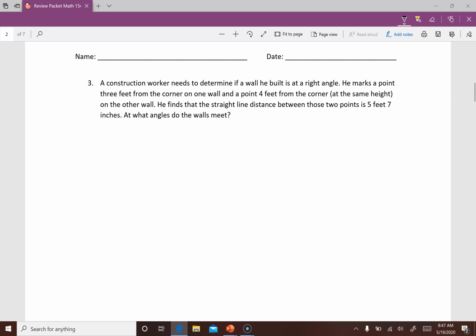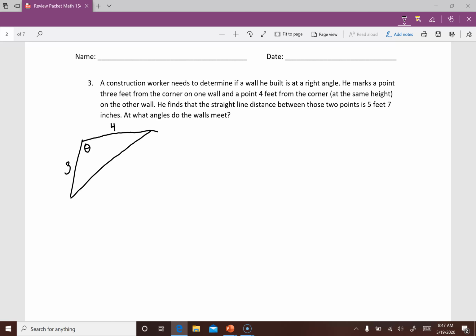Obviously, we want a right angle. We want the answer to be 90 degrees, but I'm not sure it is. I think it's going to be a lot bigger. So I think it's going to be a picture that looks something like, we'll go with 3 feet, a little wider here, longer, 4 feet, and then we've got 5'7" here. We're trying to figure out what this angle is right here.